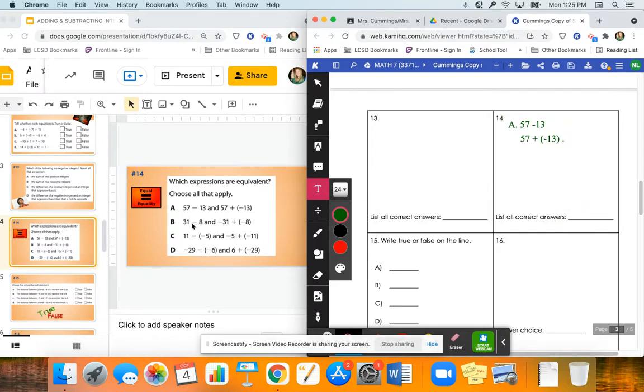Now you have to go through the rest of them, B, C, and D, and figure out if they are equivalent or equal. I did the first one for you. We know that one is true, so you would put that one on the line. There could be, and probably is, more than one right answer.